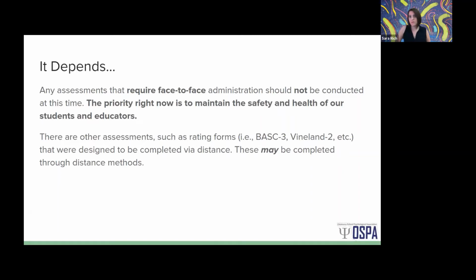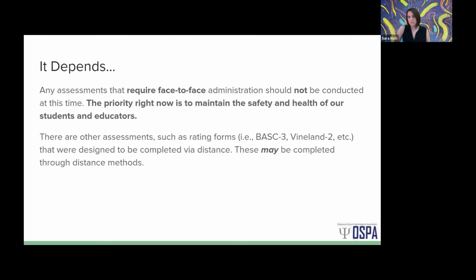However, there are some assessments available that are designed and intended to be used at a distance. These are primarily things like rating forms. So sending a BASC or sending a Vineland or a Connors, conducting a Vineland interview over the phone, those types of things. You wouldn't necessarily need to have face-to-face contact to do those. These may be completed through distance methods.